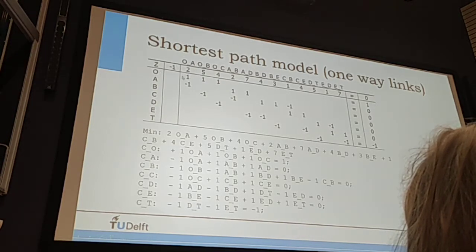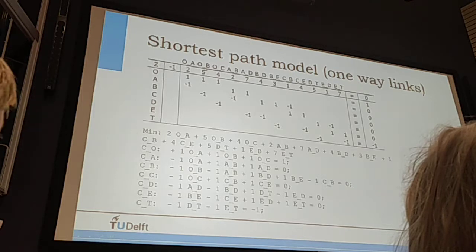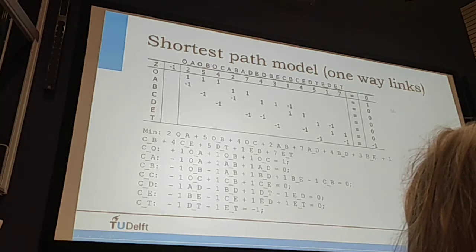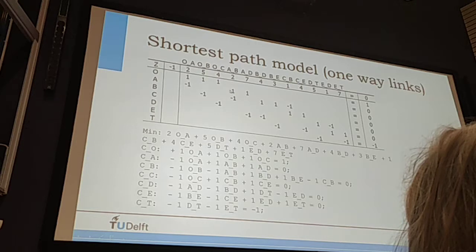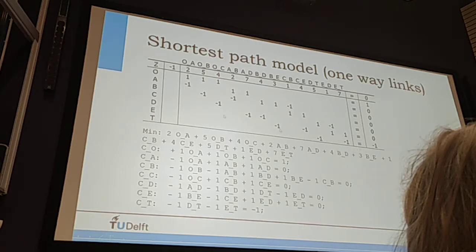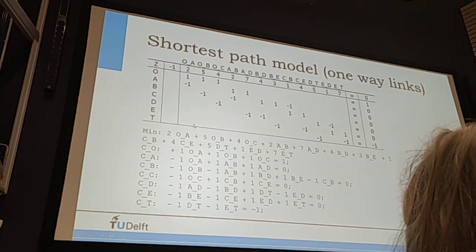So we see our origin: we have O to A, O to B, O to C, which have a +1 coefficient in O, and the sum of that has to be 1. For example, for A, we have OA coming in and AB leaving, and they have to add up to 0. And of course, at the end we have the final node T, which has DT and ET going into it and nothing going out of it, and those should add up to -1.